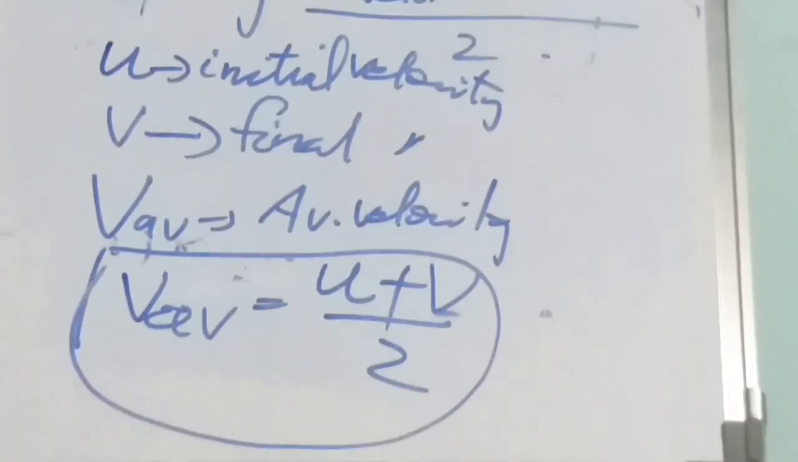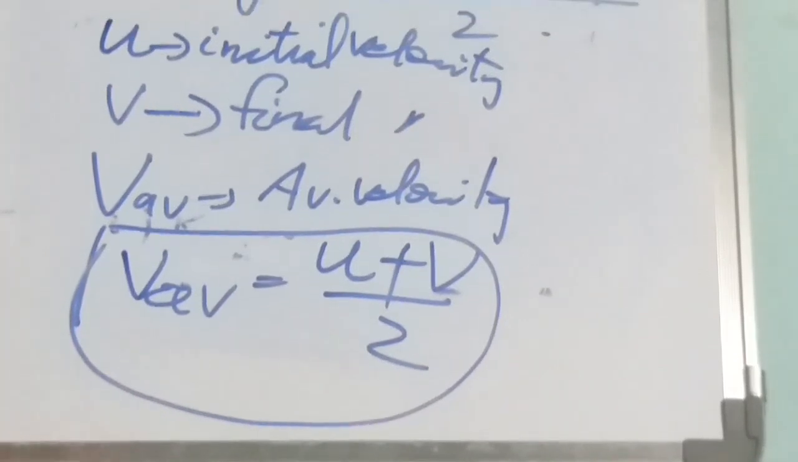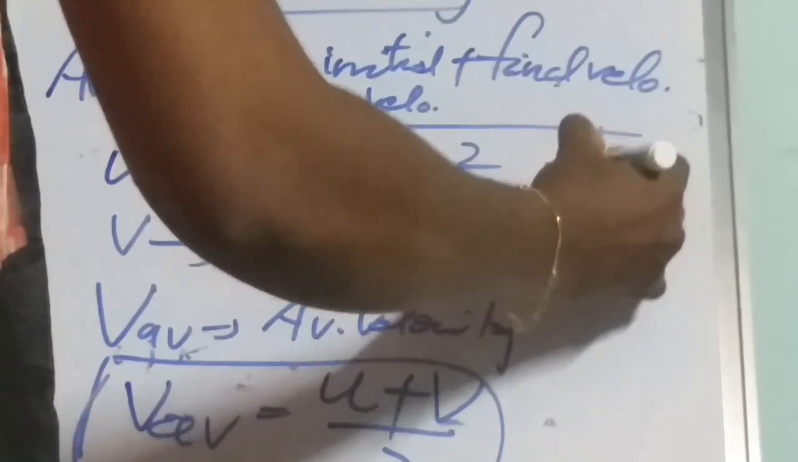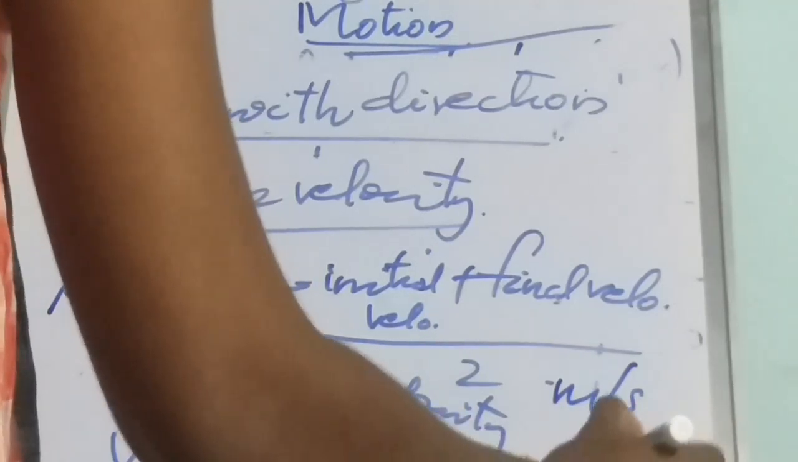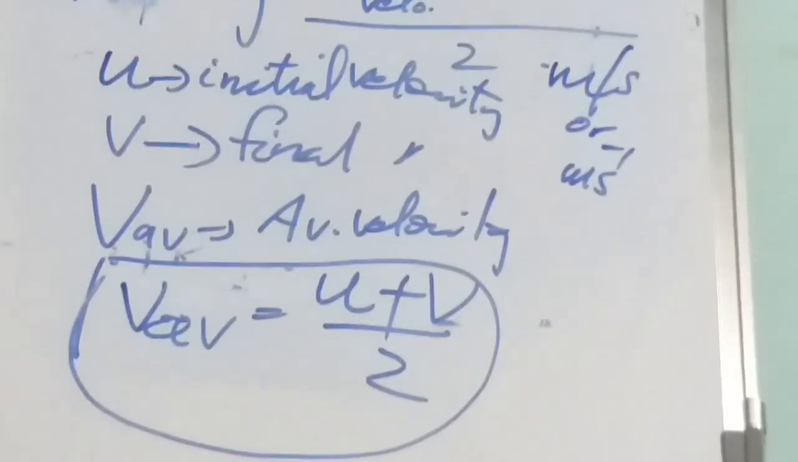Then what is the unit of velocity? It has the same unit as that of speed, that is, meter per second, or meter second raised to minus 1, is the unit of velocity.